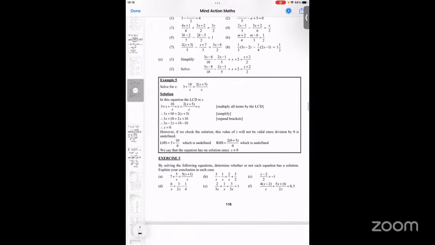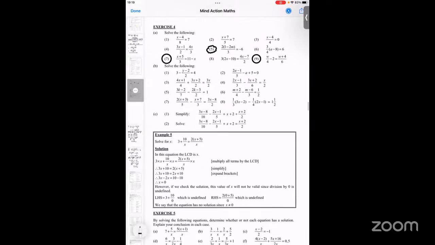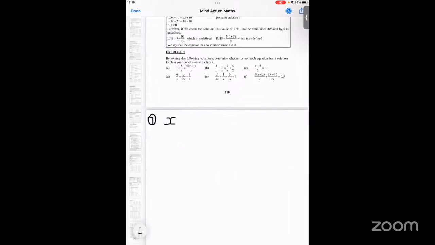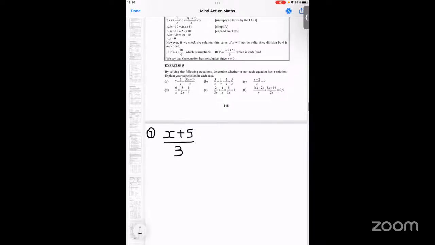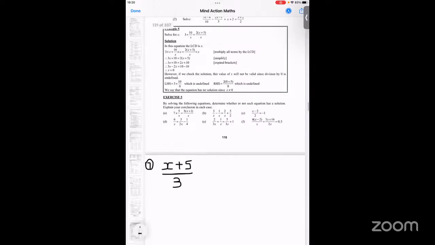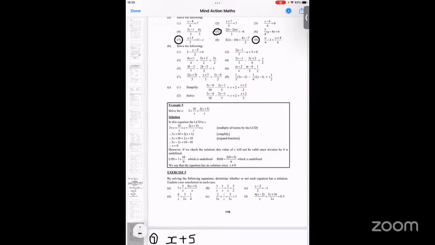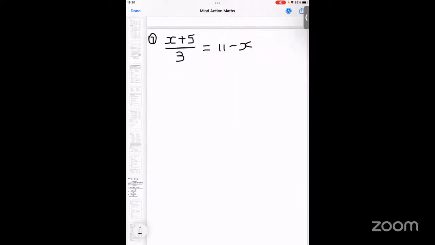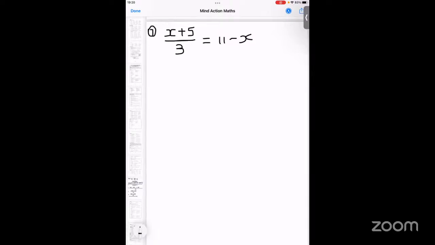So for number 7, we've got x plus 5 over 3 equals 11 minus x. Langlihle, this one, honorable member, is also an equation, meaning we are going to solve for the unknown, which is represented by a letter. In this case, the letter is x.